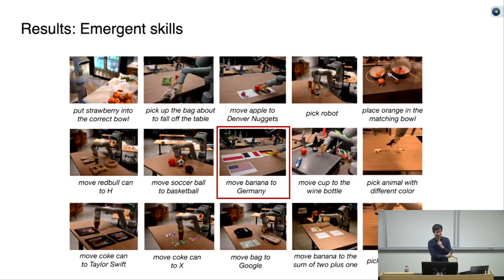Move banana to Germany. We never have data about flags. And pick land animals. Again, we don't have robot data that teach a robot these animals live in the sea, these are on the land. So all this knowledge and information are captured in the internet-scale web data. So it sort of marries this internet-scale web data and also the robot pick and place data that we collected to do these language-conditioned semantic manipulation.